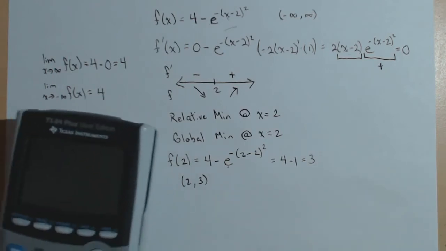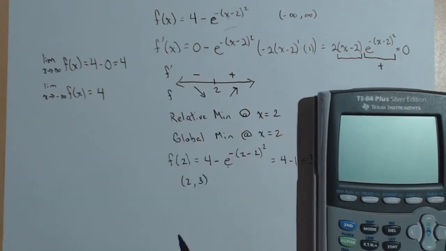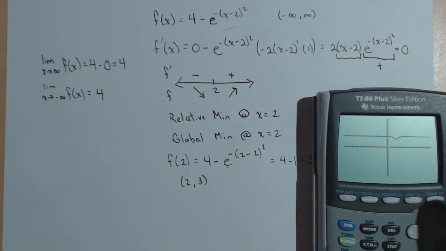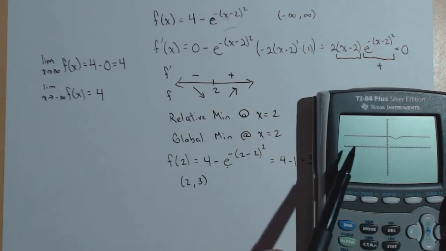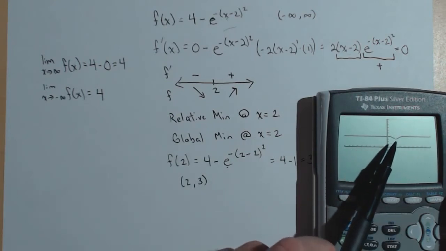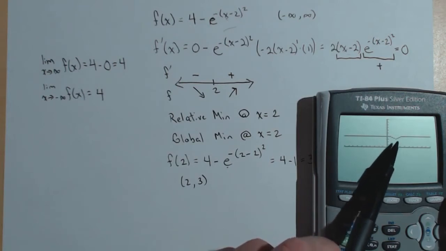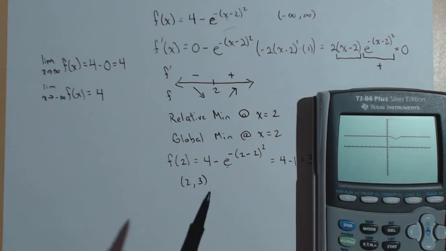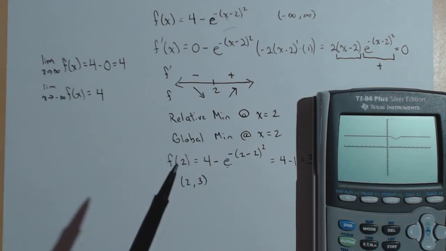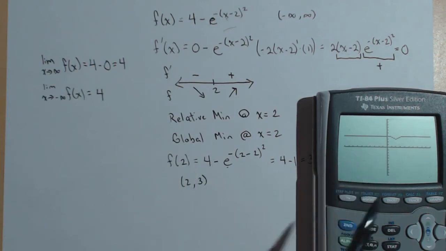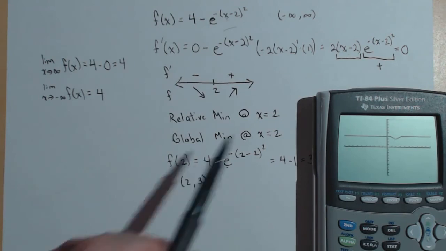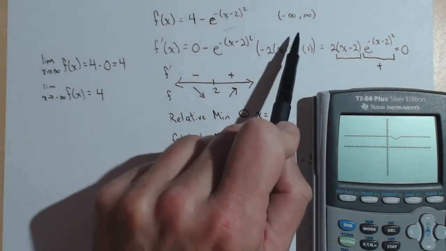If we were to take a look at this function right here, we can see that what we found is confirmed. We see the horizontal asymptote at 4, and we also see this relative minimum, which is also a global minimum, at the point (2, 3). So we did lose the guarantee of having an absolute max and an absolute min. That does not mean that there isn't one. We just have to do a little bit more analysis than just checking the critical points and endpoints because we didn't have a closed bounded interval.